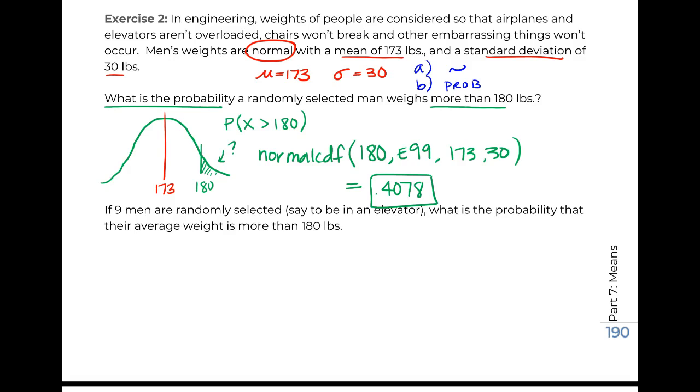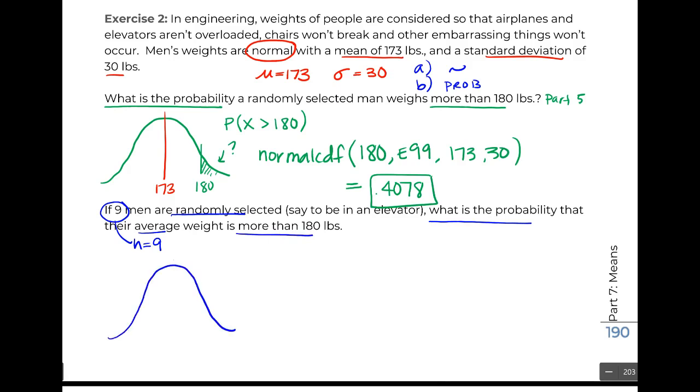Now, technically, this was not anything from part 7, right? This is straight out of part 5, straight off the last exam. Where we're going to see the stuff from part 7 is the next question. This one says, if 9 men are randomly selected, which means we've been given an n, say to be in an elevator, what is the probability that their average weight is more than 180? So again, we're looking for a probability, and there's a normal distribution going on behind the scenes.